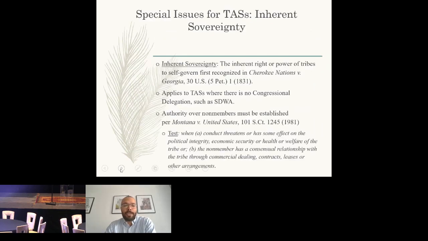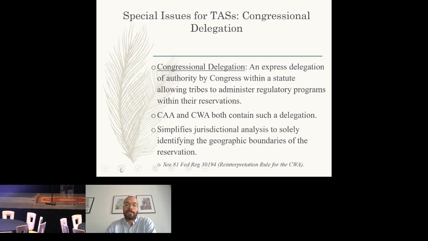And then the next two issues I'm going to get into are inherent sovereignty and congressional delegations. Inherent sovereignty is this inherent power that tribes have. They were self-governing before this country was established or before settlers came. And then the idea of congressional delegation on the next slide just speaks to Congress delegating certain powers to states and the tribes.